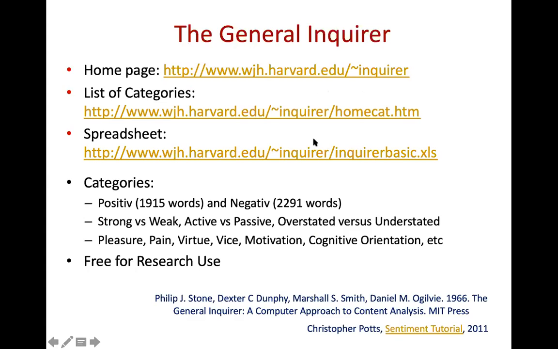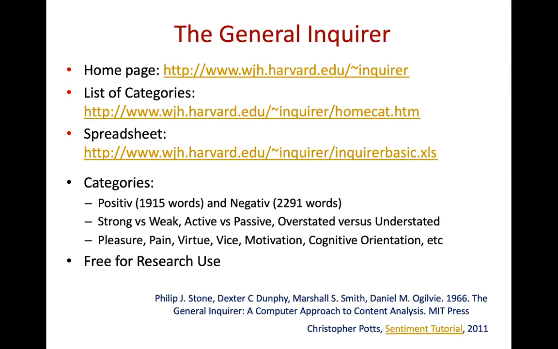But of course, you can also look at other, more comprehensive systems, like the General Inquirer. The General Inquirer is one of the systems that helps to predict sentiments, and you can actually use it. It was developed at Harvard, and there is a list of categories available. You can download it, even as a spreadsheet. It has 1,915 words in positive categories and 2,291 words in negative categories. You can also have strong and weak, active, passive, and so on.